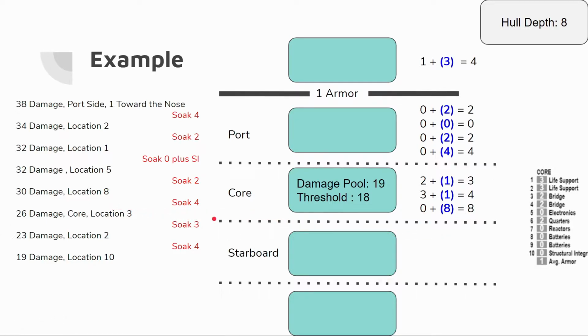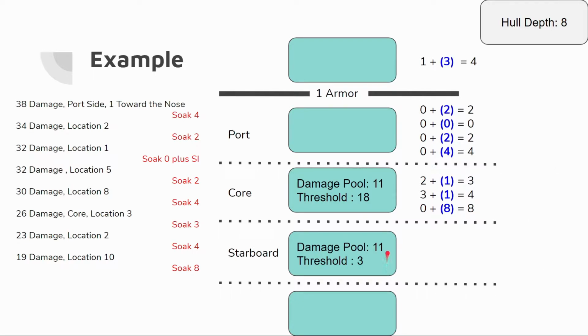So they call out soak 8, and they mark off the SI hit from the hit location. So even though we've exceeded our threshold for the core, we still mark off the item in the core. This takes our damage pool down to 11, which is less than or equal to the threshold. So now all remaining damage moves to the starboard side. Our new threshold is 3.